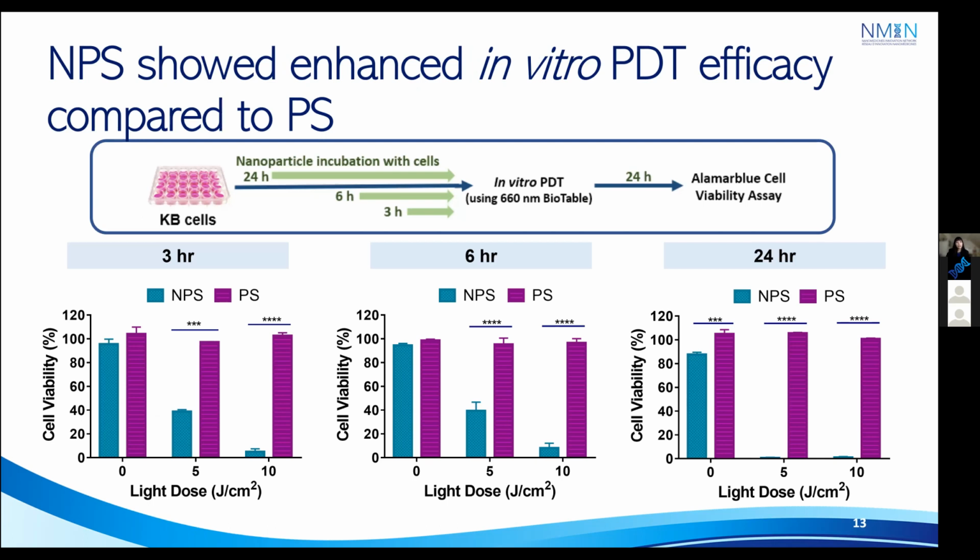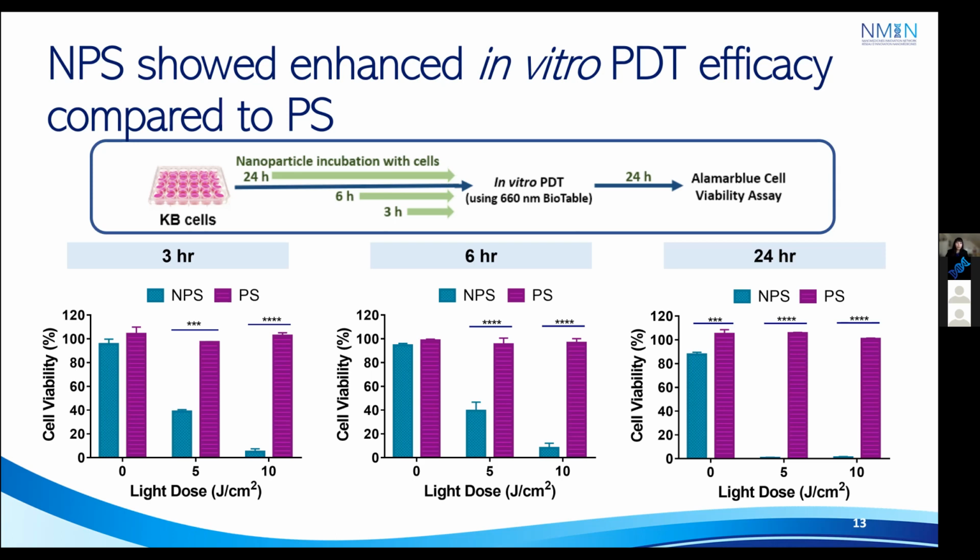Now, to look into its in vitro PDT efficacy, here you can see the blue bar represents our NPS nanoparticle compared to the purple bar, which is our conventional porphysome. A 0 joules per centimeter squared light dose is used to evaluate the potential dark toxicity of these nanoparticles. Cells are kept in a dark environment after incubation with either NPS or porphysomes prior to measuring their cell viability, and what we observe is that NPS has very minimal dark toxicity.